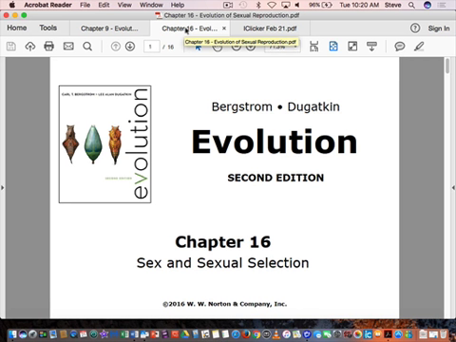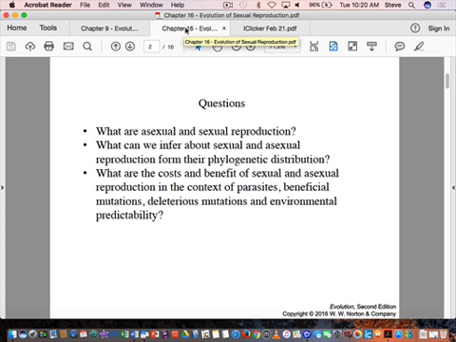The first thing is, when is sexual reproduction favored and when might asexual reproduction be favored? So what we're first going to do is, what are asexual and sexual reproduction? And what can we infer about sexual and asexual reproduction by looking at the phylogenetic distribution of these two modes of reproduction on phylogenetic trees? And it's pretty simple. And then the last thing, which is a little more complicated, but hopefully I can summarize, is that we're going to spend a lot of time now moving into looking at costs and benefits of traits. And we're going to do this in terms of sexual reproduction.